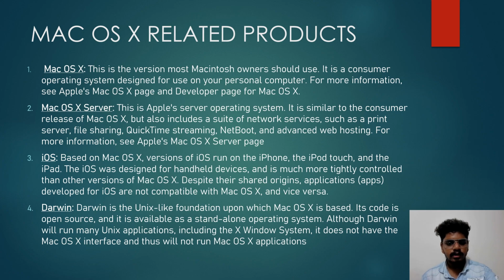Fourth one, Darwin. Darwin is the Unix-like foundation upon which Mac OS X is based. It is open source and it is available as a standalone operating system. Although Darwin will run many Unix applications, including the X Window System, it does not have the Mac OS X interface and thus will not run Mac OS X applications.